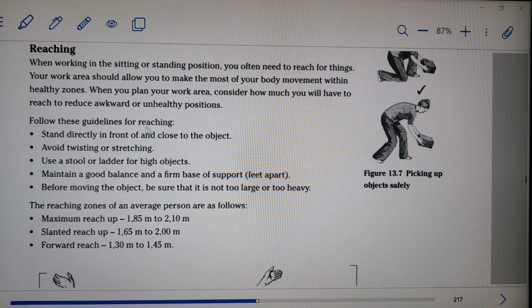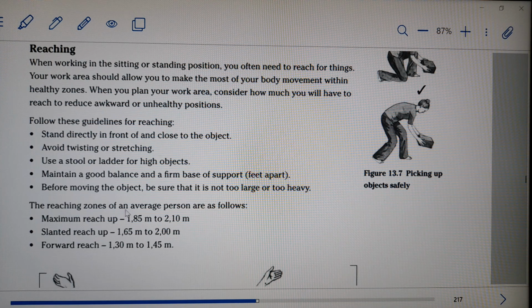Follow these guidelines for reaching. Stand directly in front and close to the object. Avoid twisting or stretching, and use a stool or ladder for high objects. Maintain a good balance and a firm base of support. And before moving the object, be sure that it is not too large or too heavy.